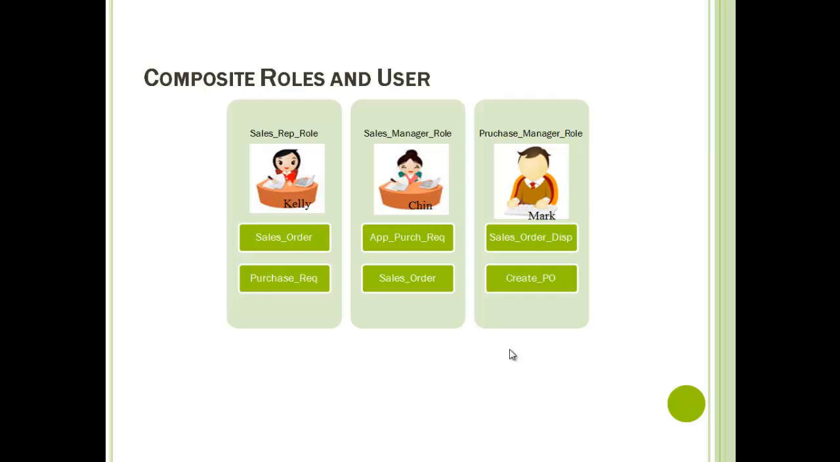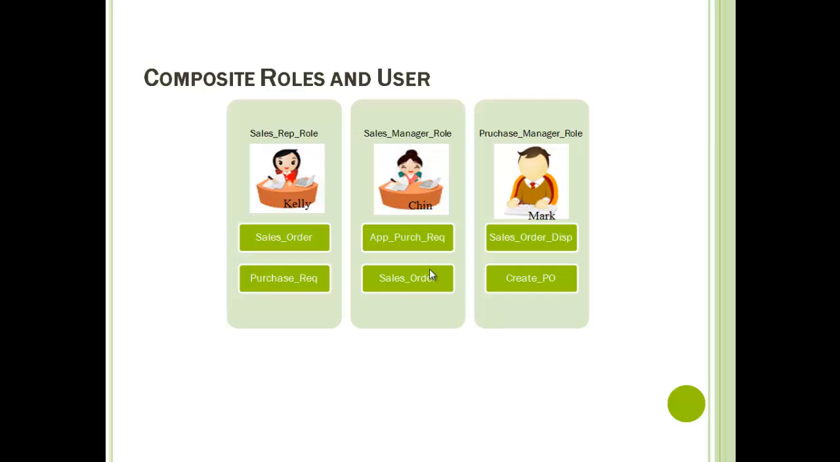First of all, a composite role is nothing but a collection of single roles. For example, Kelly is a sales representative, so she can have single roles called sales order and purchase requisition. As we discussed before, each business process can be created as a single role, then we can combine these single roles together and create a job role. The job role is the same thing as what we refer to as a composite role.